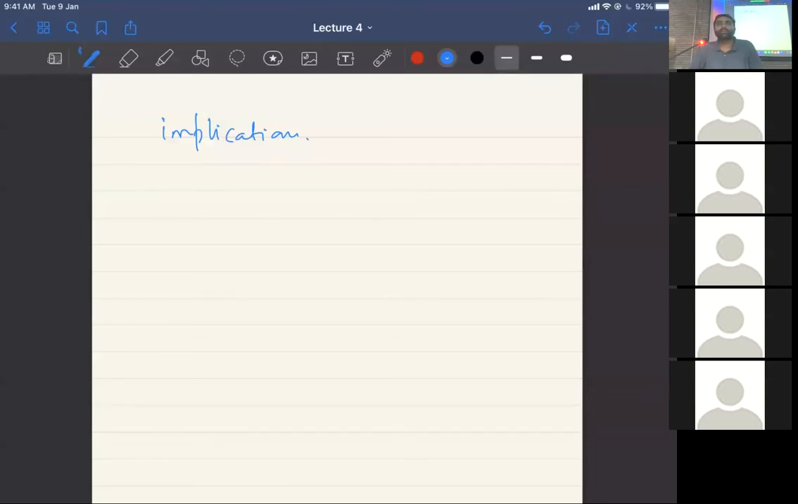Which condition? But I've not said anything about the conditions, right? Yes. No, it has nothing to do with regular or not. Just asking what is if and only if. We are using okay, yes, please.